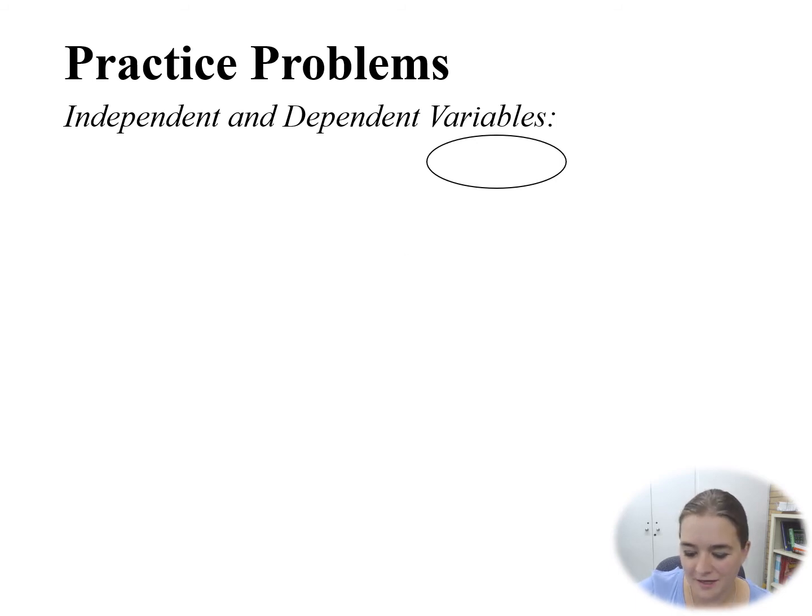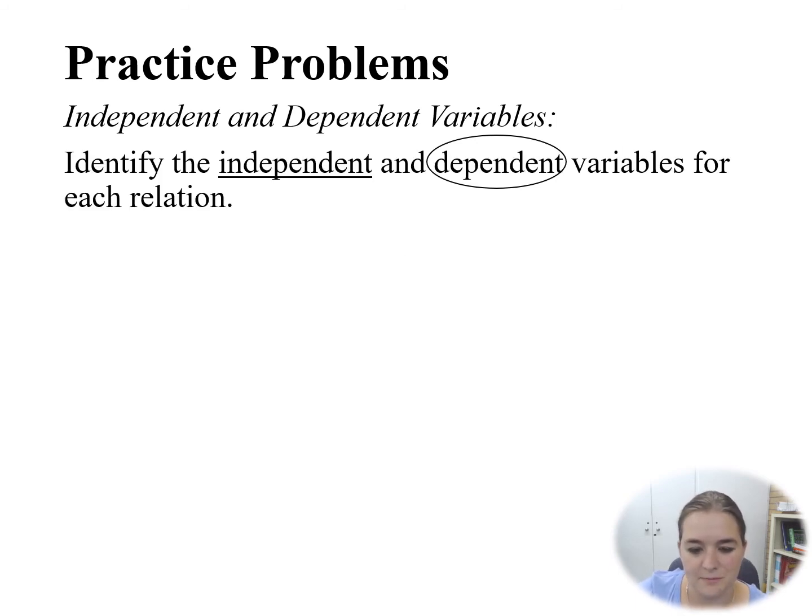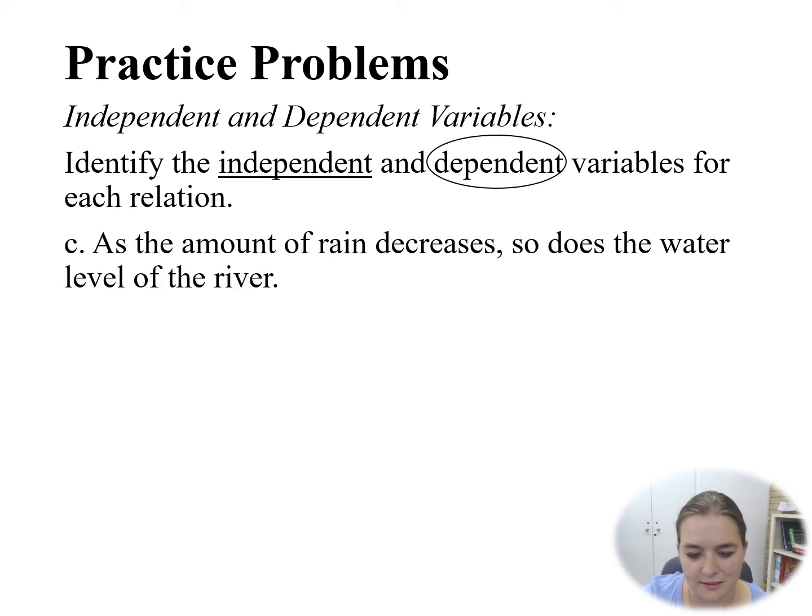So now we're going to talk about the next type of practice problems that we're going to look at. We want to identify the independent and dependent variables in each relation. So this is where your math is looking a little bit like science today. You're going to look at 2 different examples here. The first one, as the amount of rain decreases, so does the water level of the river.